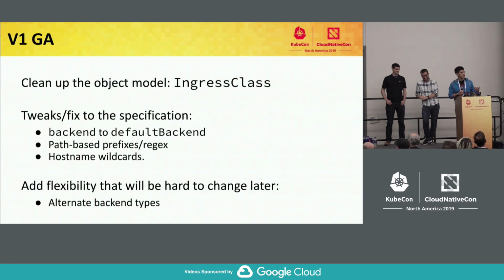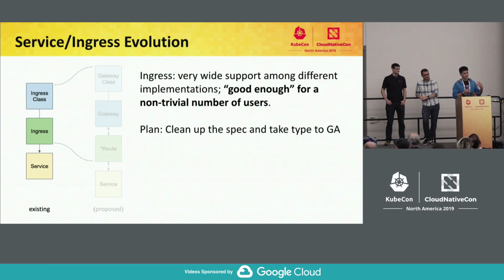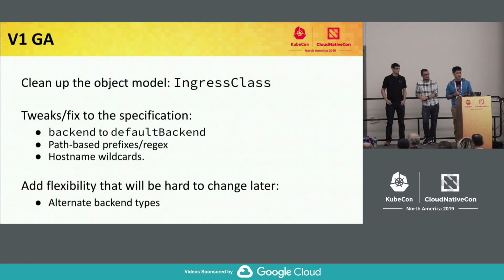So what are we going to do for the Ingress API? Clean up the object model. As you saw on the diagram before, there's this new resource called IngressClass. In fact, every single Ingress implementation has an annotation that says which controller should be in charge of this Ingress, whether it's Nginx or a cloud provider and so forth. So actually make that a real resource.